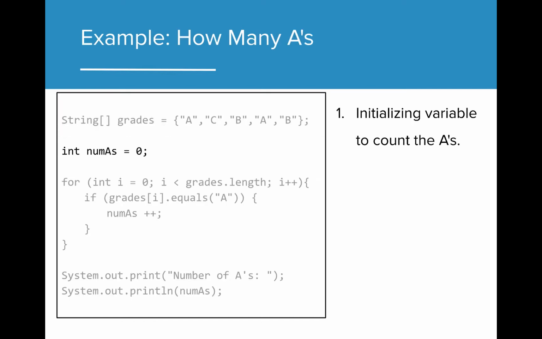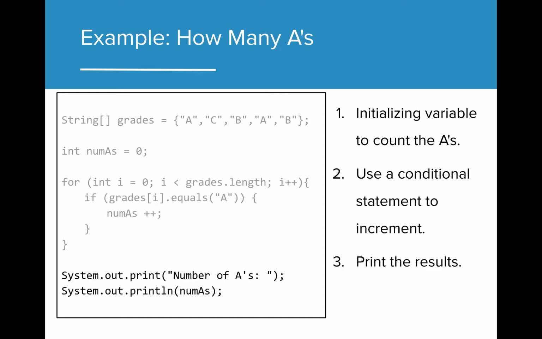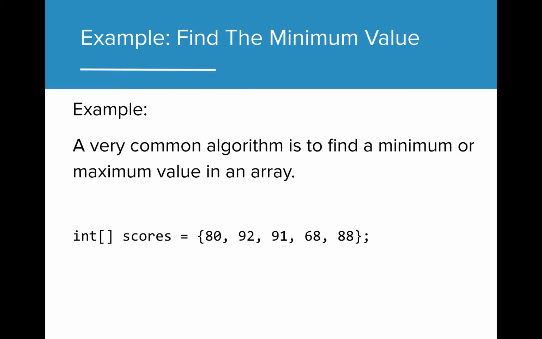In this example, we want to see how many A's a student has received. Notice how we're using an integer initialized at 0 as our tracking variable. Inside our loop, we check each value of our array to see if it meets our criteria, in this case, if it is an A. If it does, we increment our tracker variable up. After we traverse the array, we can then report the number of A's that we found.